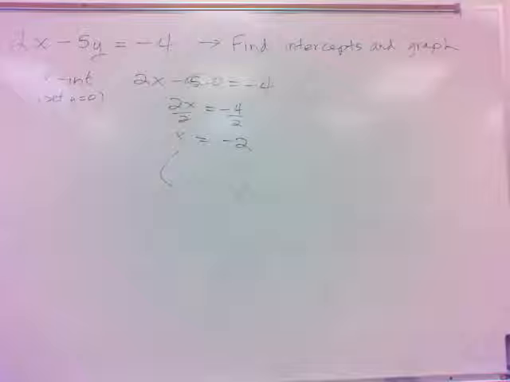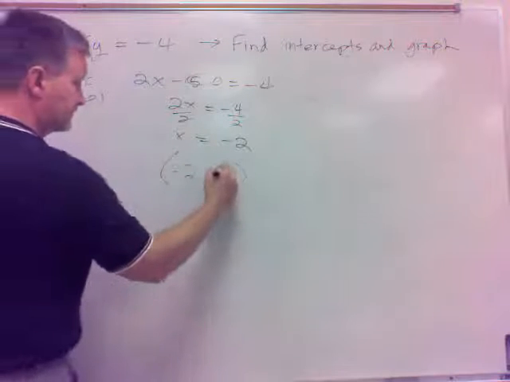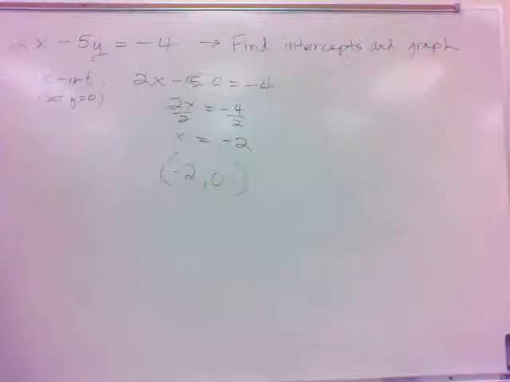I would definitely recommend that you write it as an ordered pair. That's the proper way to write it. What is it? Negative 2 comma 0. Found x is negative 2. I set y to be 0, so negative 2, 0 is the combination there.